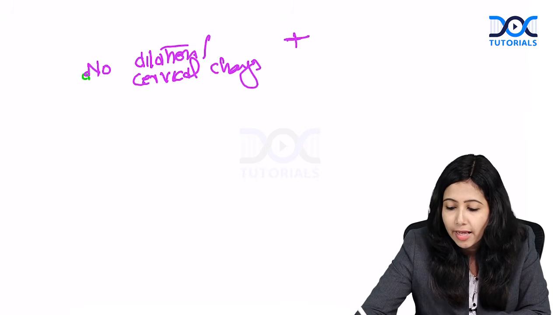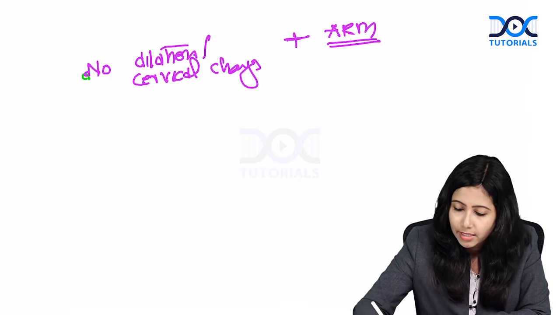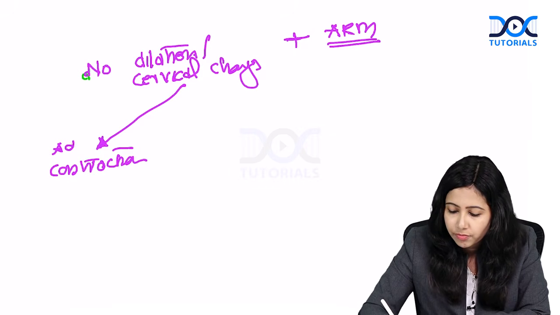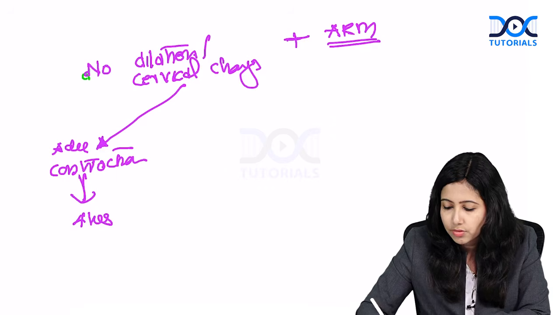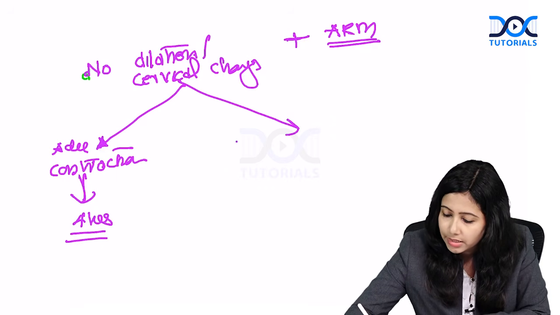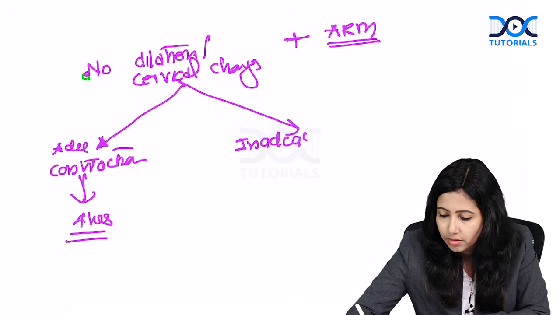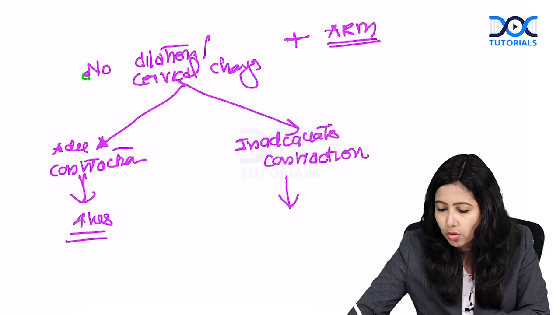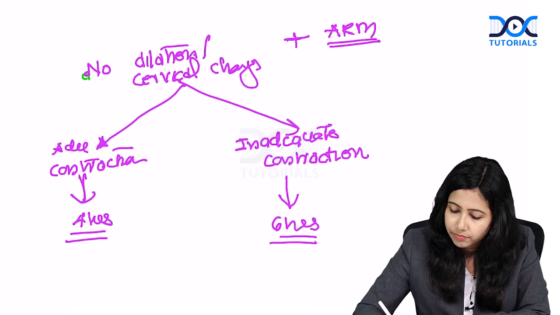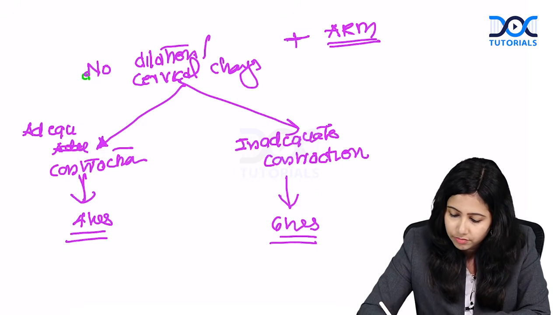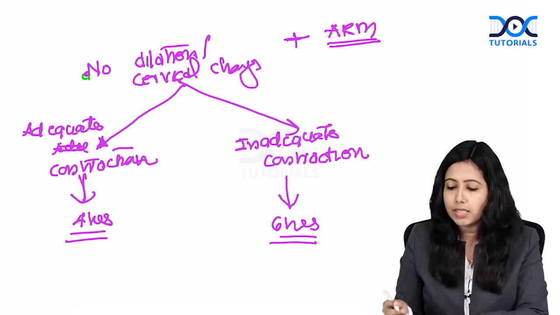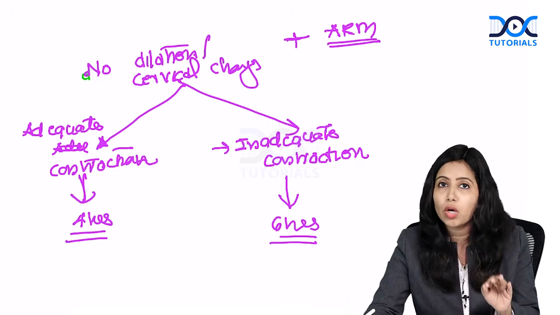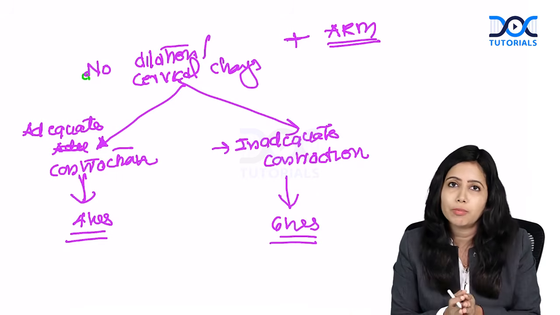in a patient in whom ARM has been done, in whom there is adequate contraction, we wait for 4 hours. In a patient in whom there is inadequate contraction, we wait for 6 hours. Adequate contraction, we wait for 4 hours. Inadequate contraction, we wait for 6 hours before calling it arrest of active phase of labor.